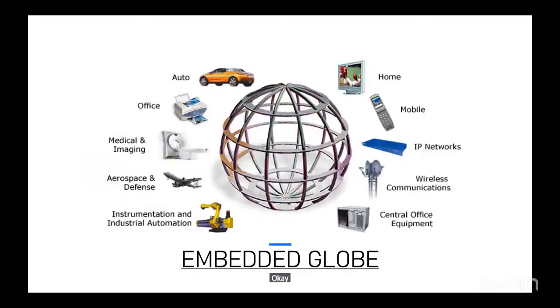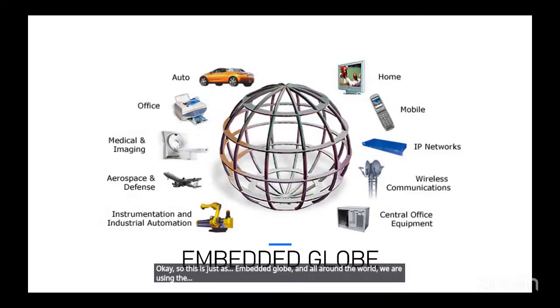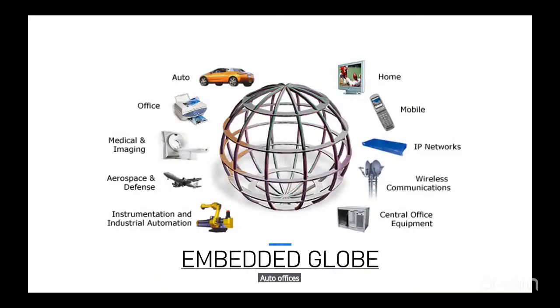Okay, so this is just an embedded globe, and all around the world we are using various embedded products: auto, offices, medical and imaging, aerospace and defenses, industry, instrumentation and industrial automation, home, mobile, IP networks, wireless communication, and central office equipment. So everywhere we are using these products.